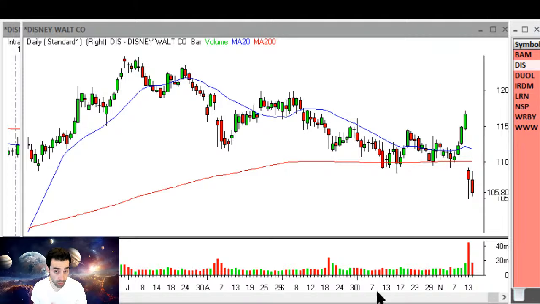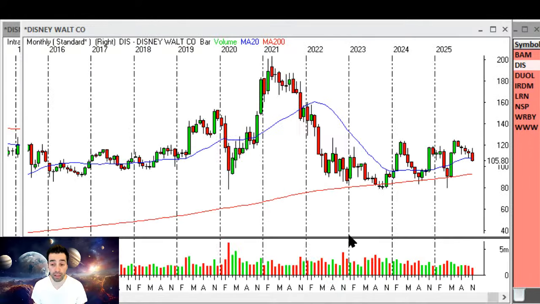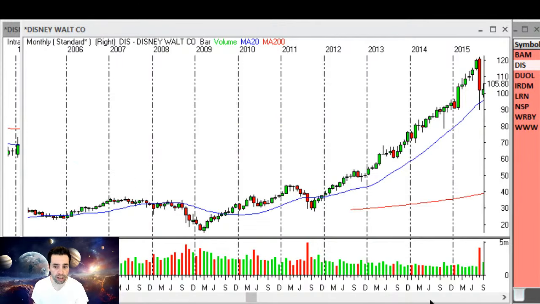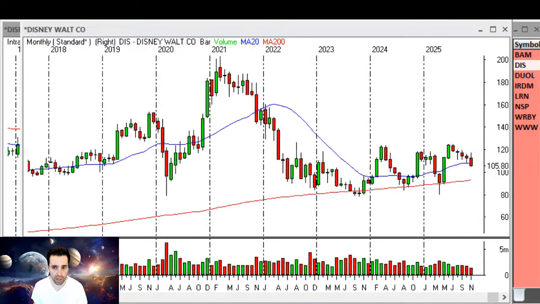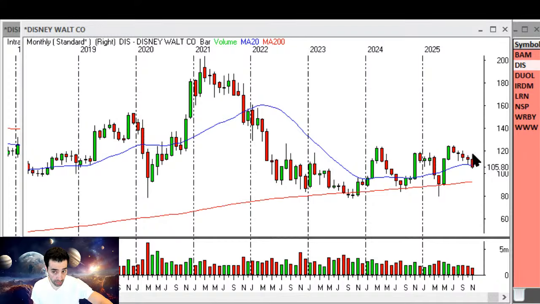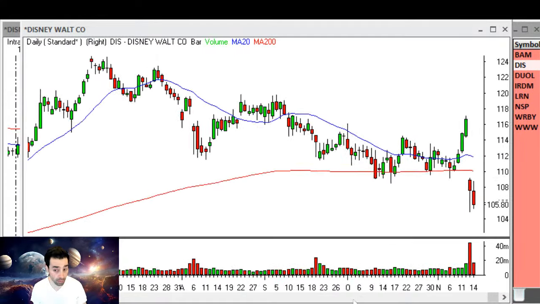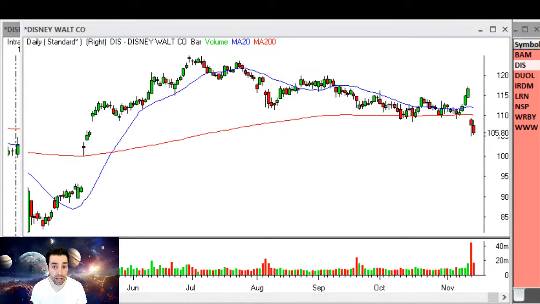Disney, which I was bullish on because it looked like the monthly was turning the corner. If you look at the monthly chart, it looked like it was doing a buy setup, was going to go up. It gapped down on earnings. I didn't play it, but it gapped down on earnings. And now this is too big of a bar.